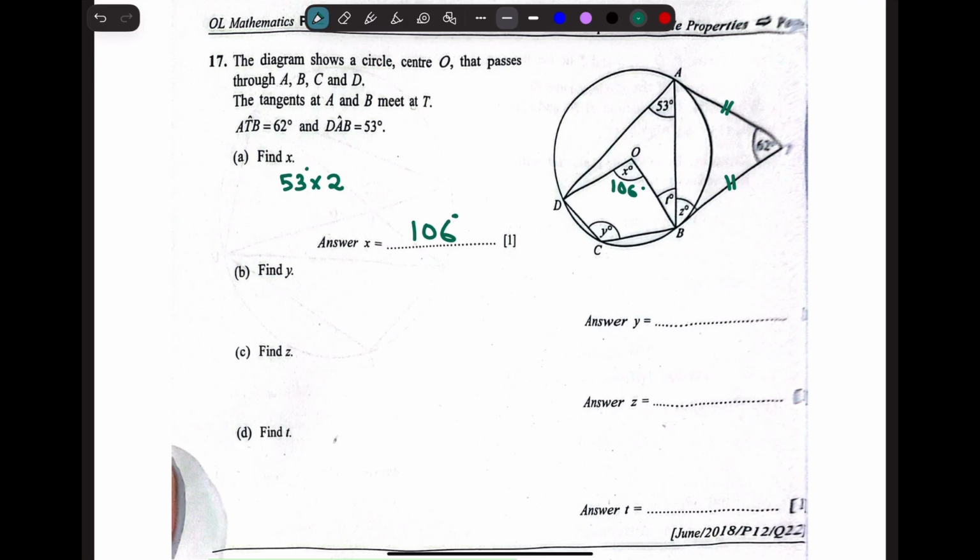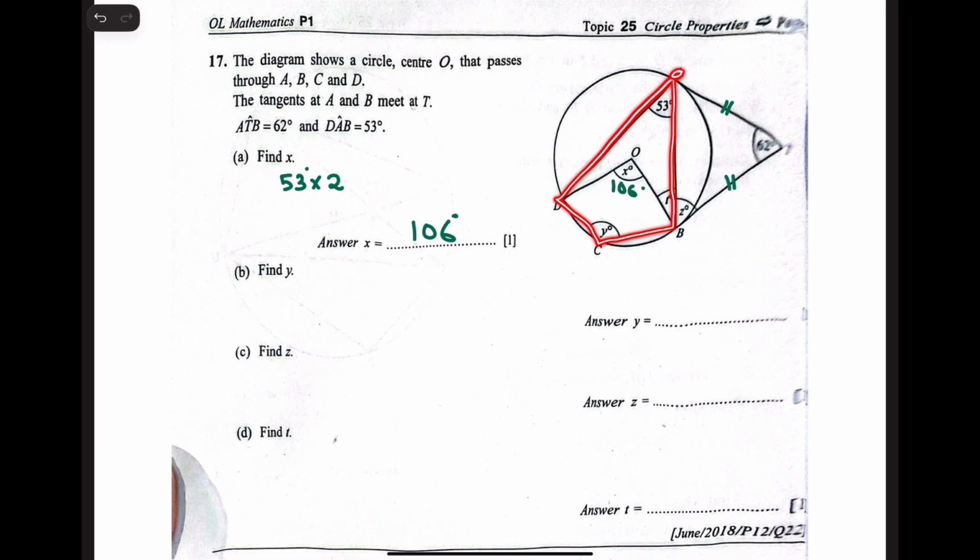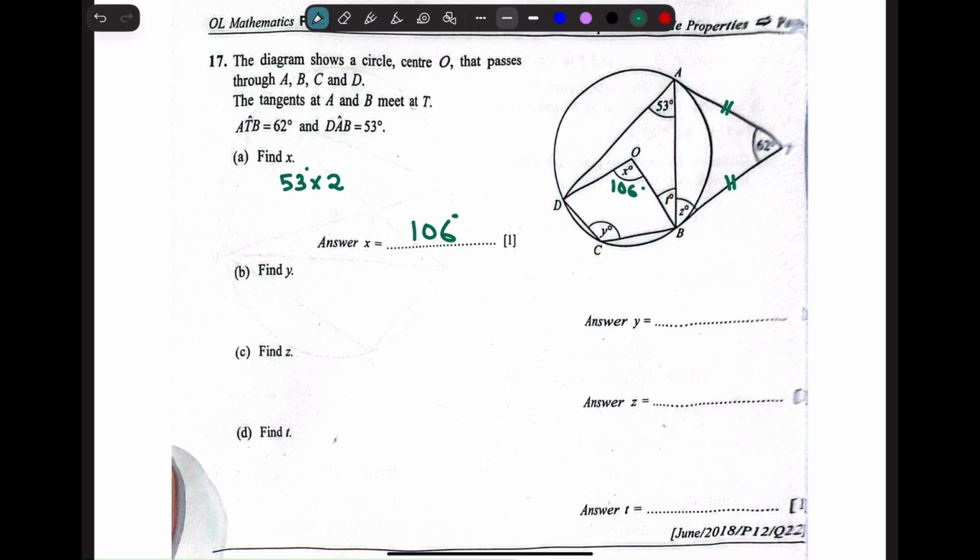Find Y. Okay, I hope all of us can see the cyclic quadrilateral A, B, C, D. All 4 points are on the circumference. And we know that this is 53. So 53 plus Y should be 180 because the opposite interior angles of a cyclic quadrilateral are supplementary. So 53 degrees plus Y is equal to 180. So Y is going to be 180 minus 53, which gives Y as 127 degrees.